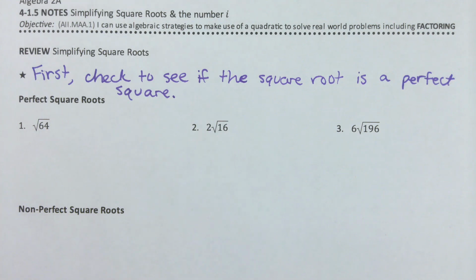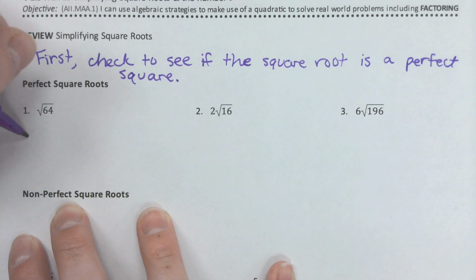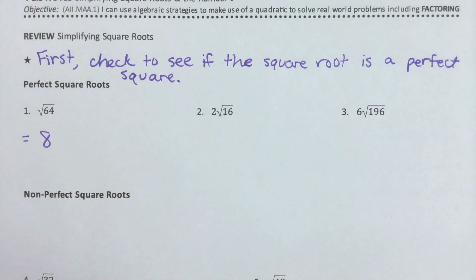If it's a perfect square and you try to break it down, you're going to be wasting your own time. So that's always the best way to go. So we do have 3 perfect squares here. Hopefully you recognize them. First one, number 1, square root of 64. 8. Yep. 8.